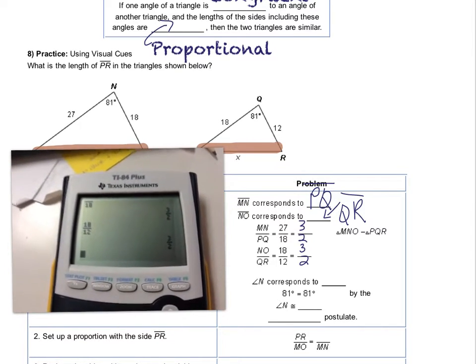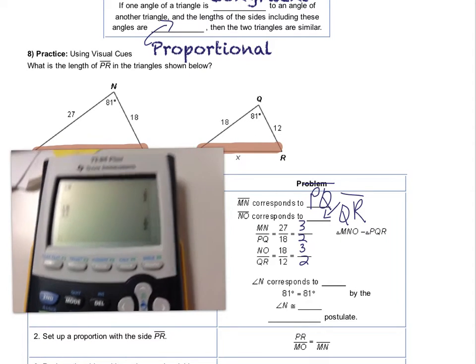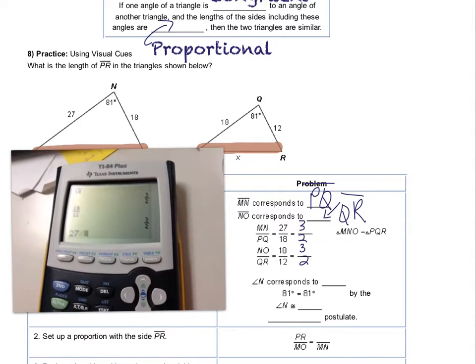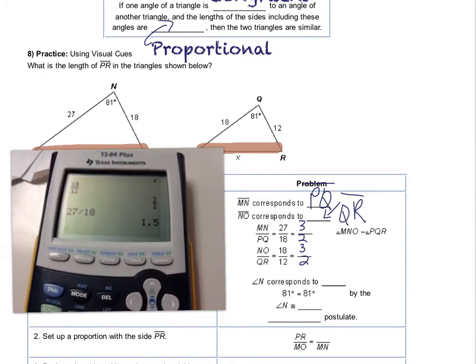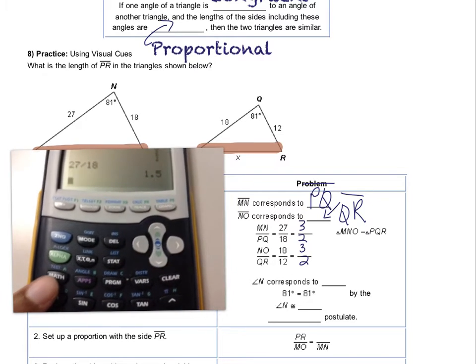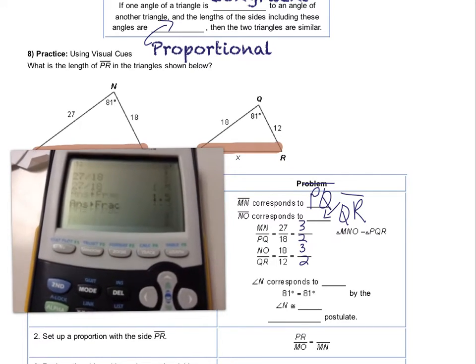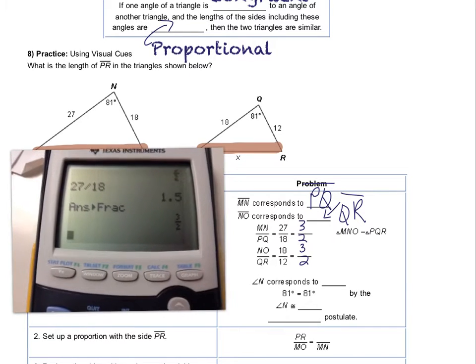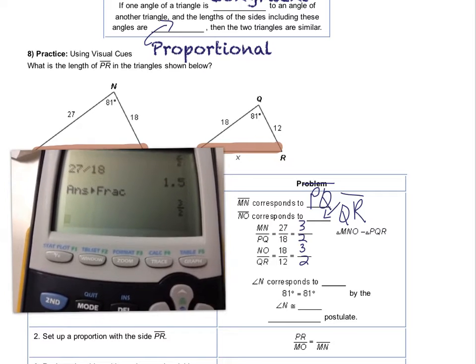Now, if you can't remember that, or if alpha y equal doesn't seem to make sense and you want to do it the old way, you can always do 27 divided by 18, and you get 1.5. But if you want to turn it into a fraction, you press math, which is right under alpha, and you press 1 or enter, and it'll turn it into a fraction. So you get the same 3/2. Okay, if you need help with this, you let me know.